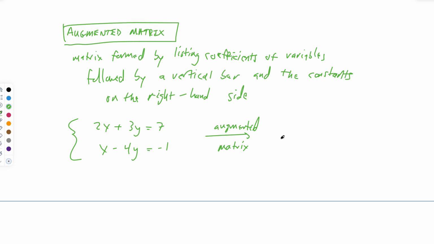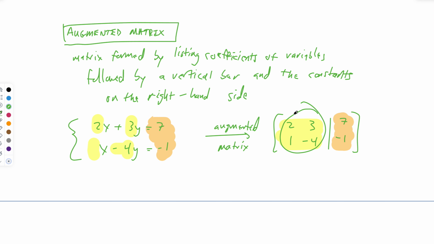The augmented matrix looks like this. It looks like 2, 3, 1, -4. So these are the coefficients. So that's what this is, right? We take the coefficients, and then we do our vertical bar, and then we put our constants 7 and -1, which is the right hand side, right? So we create this augmented matrix where we have the coefficients, the variables over here, and then we have this vertical bar, and then we put the constants over here.